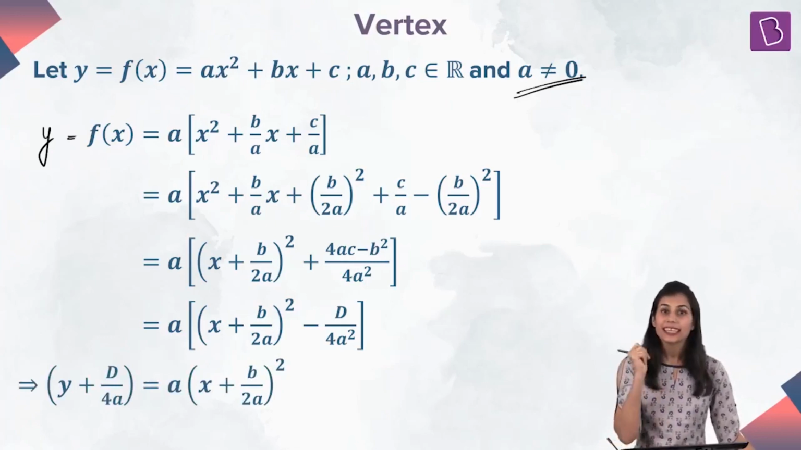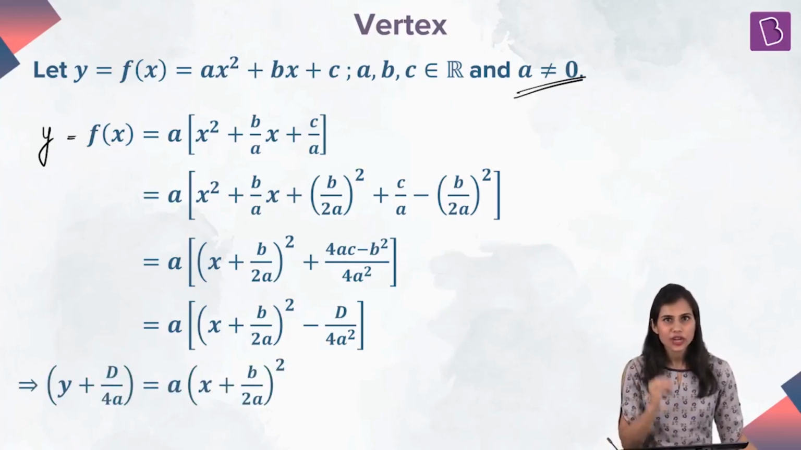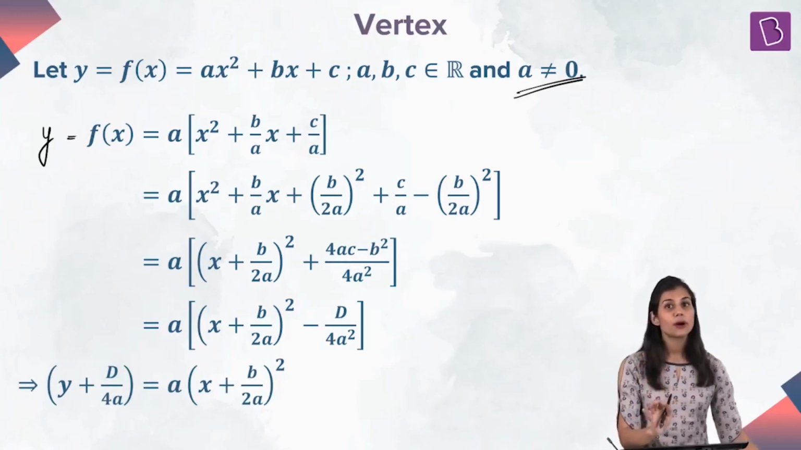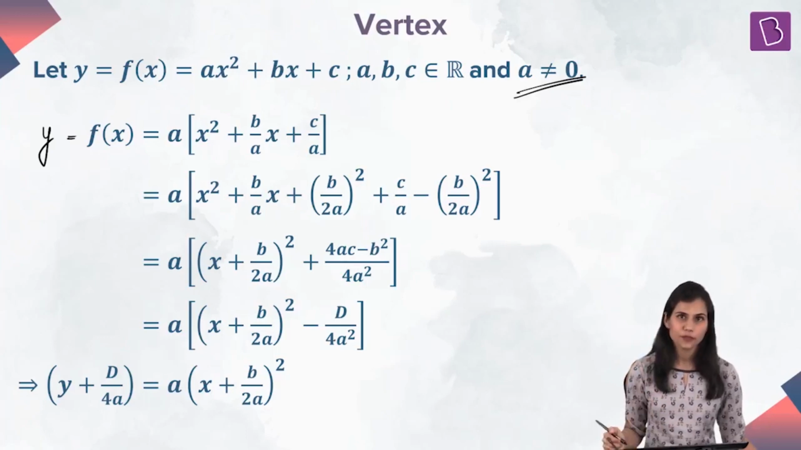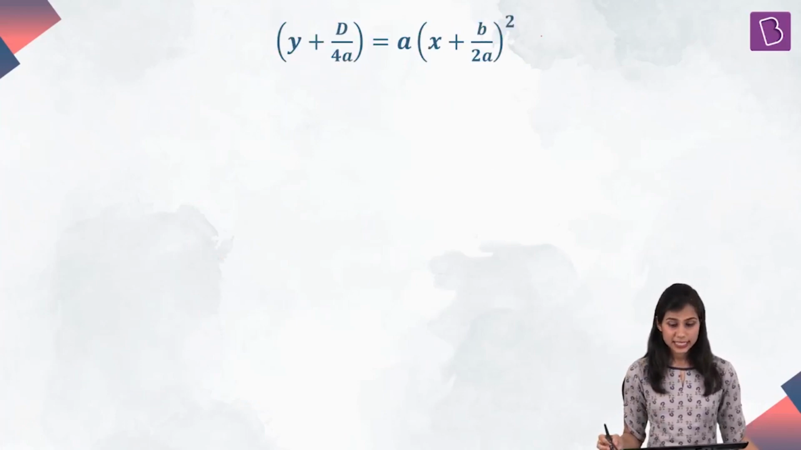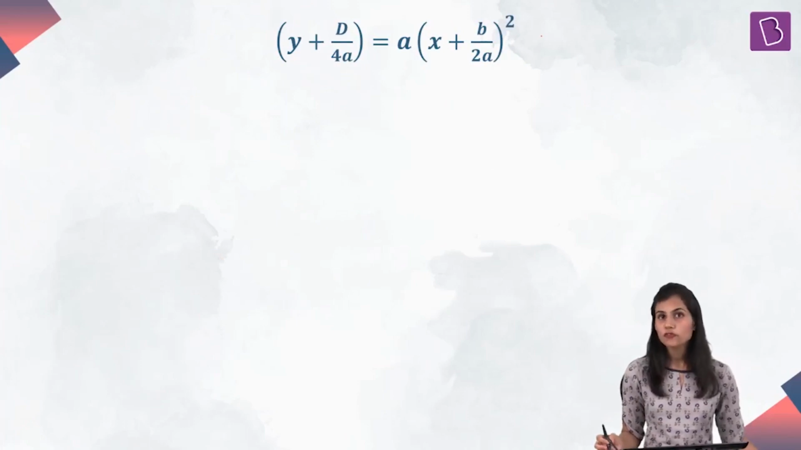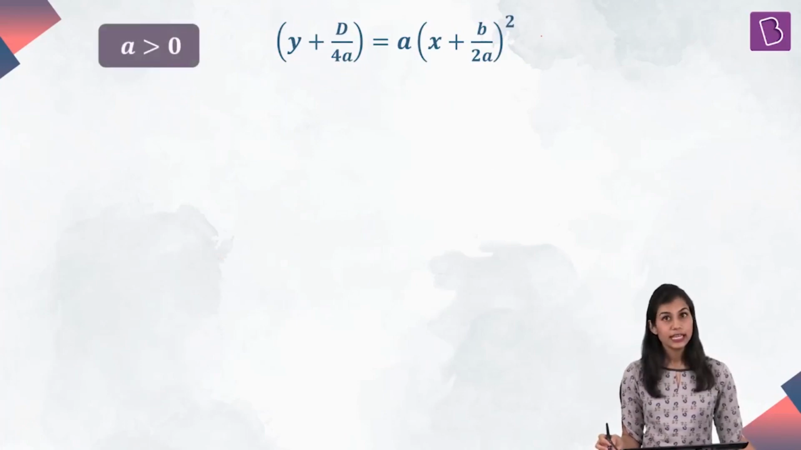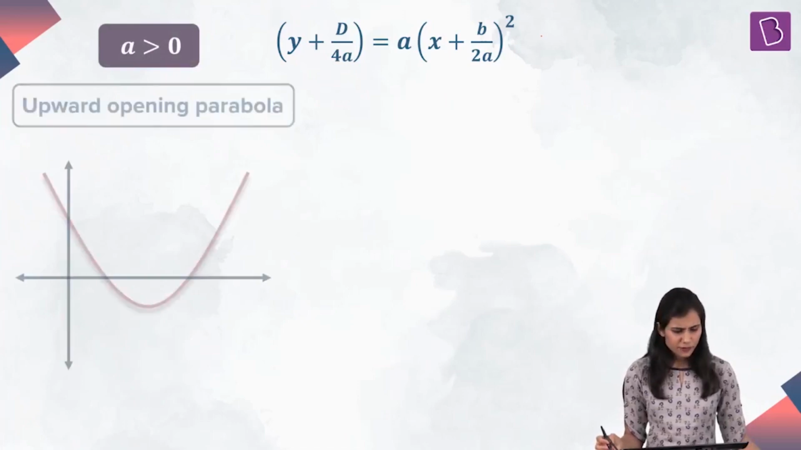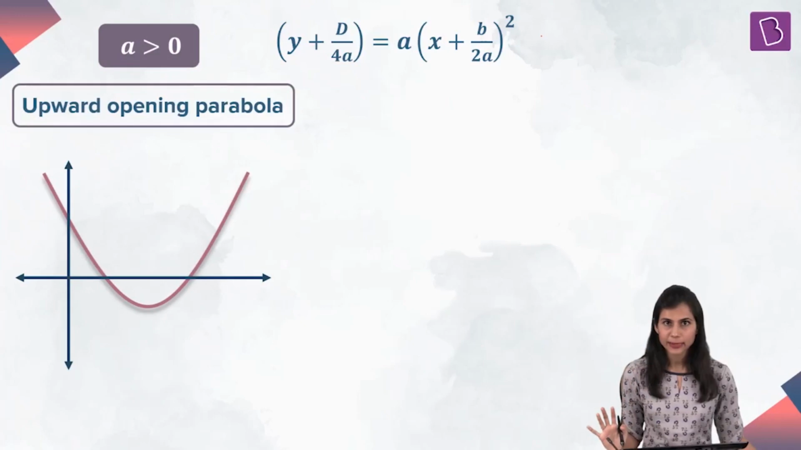This is what my given quadratic polynomial has transformed to. From this expression, we will talk about the coordinates of the vertex of the parabola. How? Let me explain this to you. The first case is when the sign of the leading coefficient a is positive. In that case, the graph of the given quadratic polynomial will definitely be some upward opening parabola.